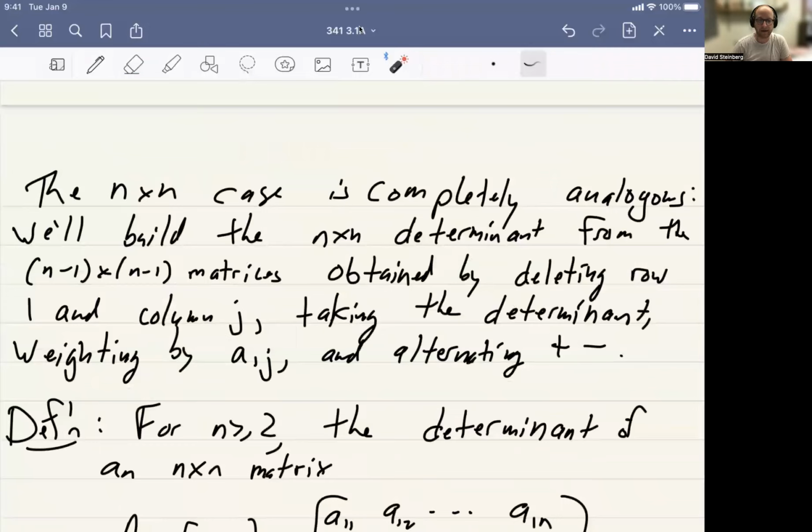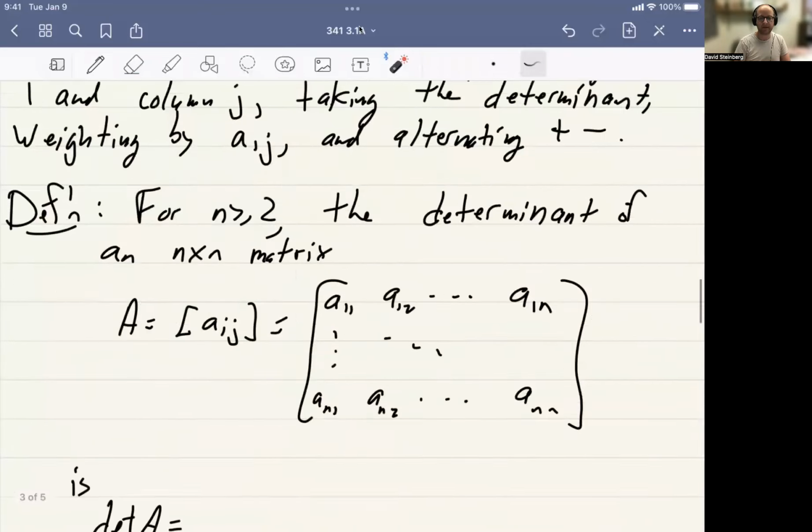The n by n case is completely analogous. We'll build up the n by n determinant from the n minus 1 by n minus 1 matrices obtained by deleting row 1 and column j, taking the determinant, weighting by a1j, and alternating between adding and subtracting. So let's write this down.